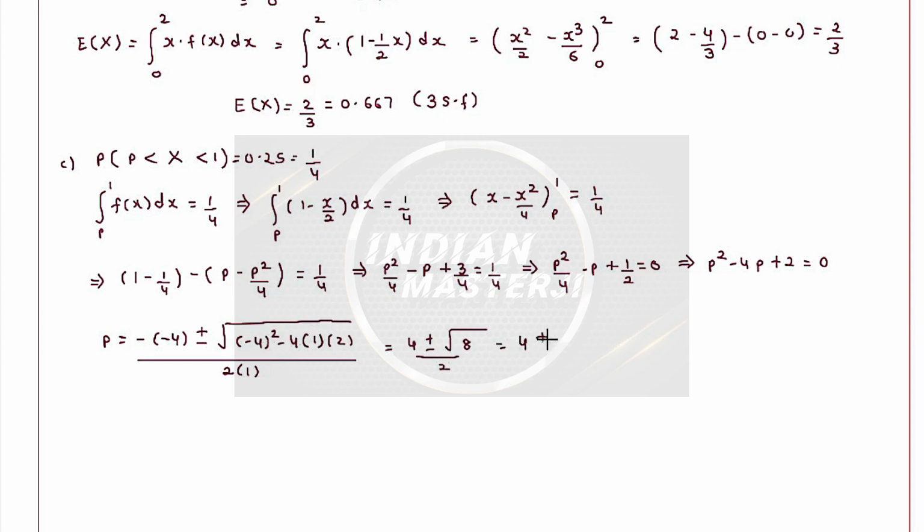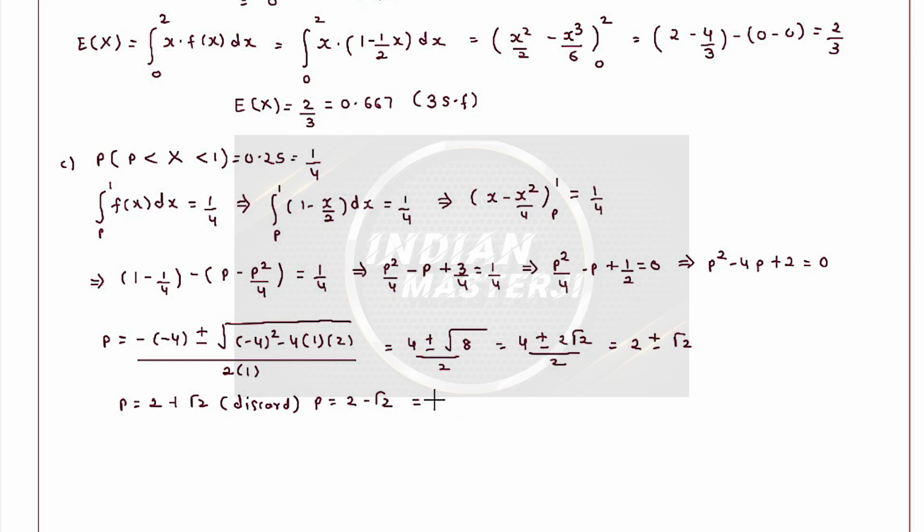So I can say this is 4 plus or minus square root of 8, I can write 8 as 4 into 2, and square root of 4 into 2 will become 2 root 2, divided by 2. So this I can write as 2 plus or minus root 2. So p is either 2 plus root 2 or p is 2 minus root 2. But 2 plus root 2 means, root 2 is 1.414 something, so this becomes 3.414, but p is less than 1, so that means I will have to discard this one. Okay, so that means p is equal to 2 minus root 2, that is 2 minus 1.414.